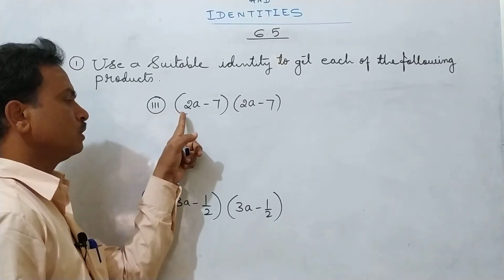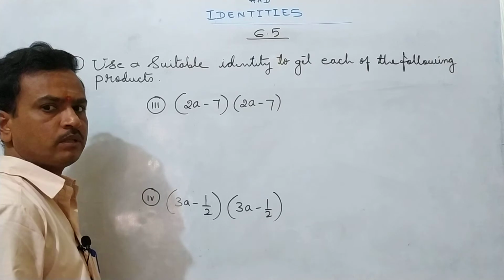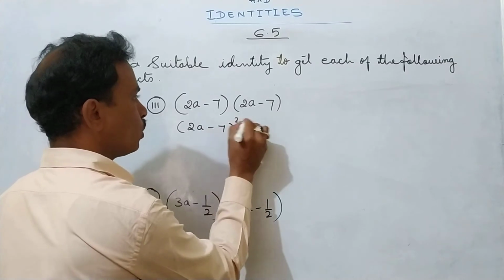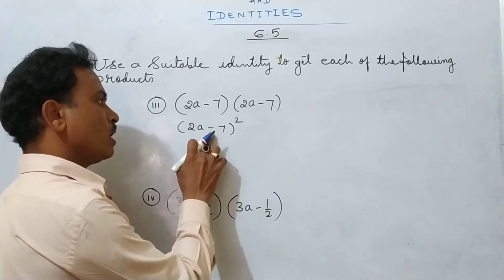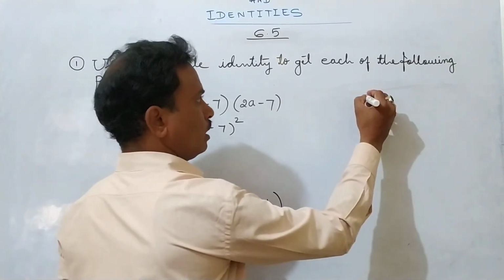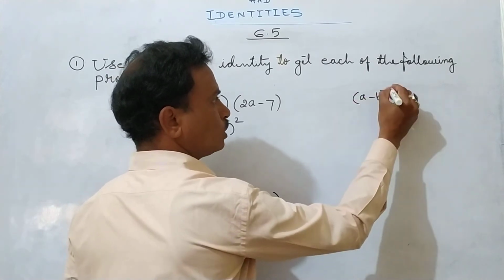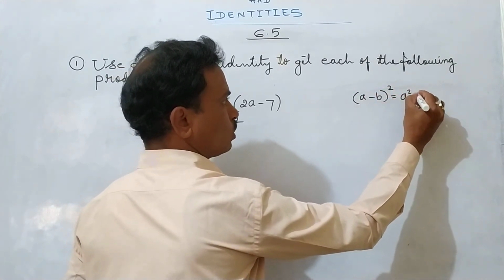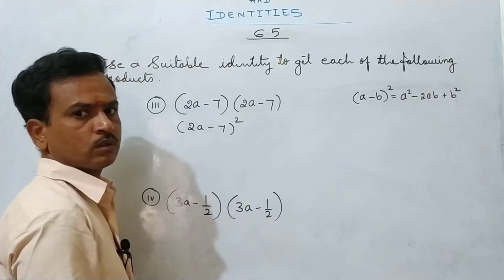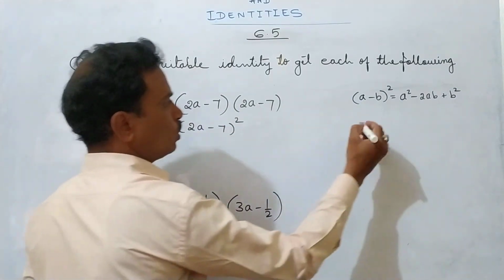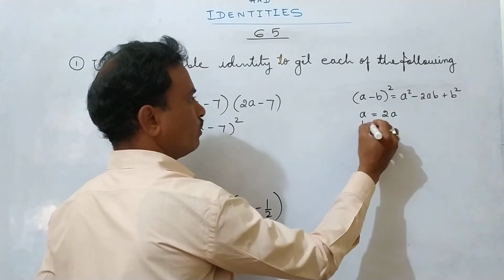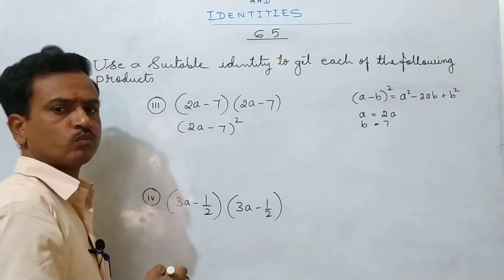Question number 3. 2a minus 7 into 2a minus 7. So this can be written as 2a minus 7 whole square. Okay. Now minus is there. Now which identity can we use? A minus b the whole square is equal to a square minus 2ab plus b square. Now here, first term a is equal to 2a. Then b is equal to 7.